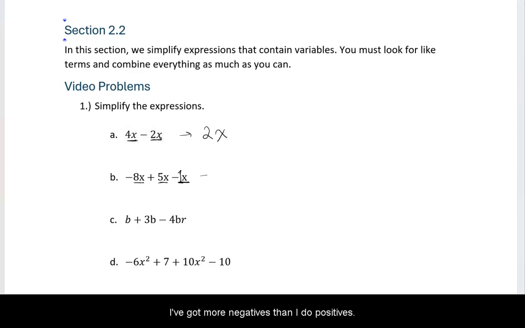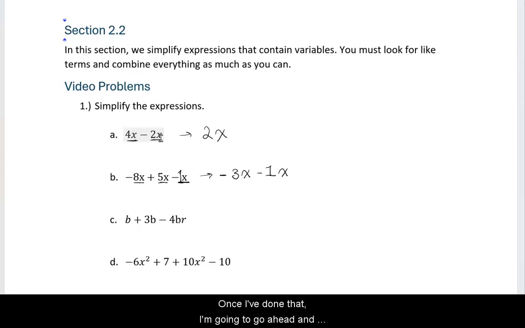I've got more negatives than I do positives, so I go ahead and subtract, right? So basically 8 minus 5, so I get negative 3x minus 1x. Once I've done that, I'm going to go ahead and combine again. So negative 3 minus 1, I move 1 further to the left. So now my answer is negative 4x. And that is my final answer.